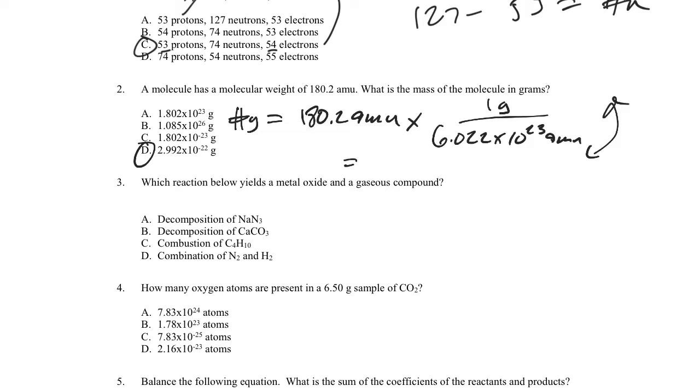Which reaction below yields a metal oxide and a gaseous compound? So the metal oxide, those are the calcium carbonates. Calcium carbonates would yield calcium oxide plus CO2 gas. I'd expect us to know that the carbonates do this reaction. The sodium azide reaction, I probably wouldn't expect you to have that one memorized, that this would form sodium metal plus N2 gas. So probably not something I necessarily expect you to have memorized in terms of the products for the azide reaction or the NaN3. Combustion, we should be able to predict these products, or the combination of N2 and H2 producing a molecular compound. So this one's B, the decomposition of calcium carbonate.